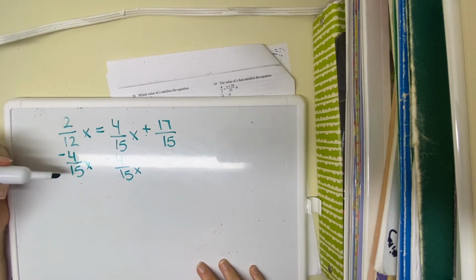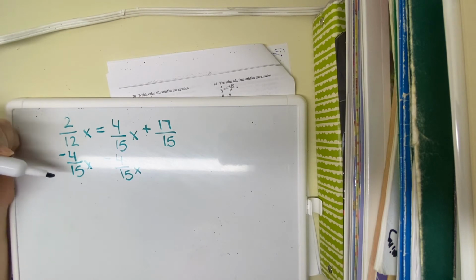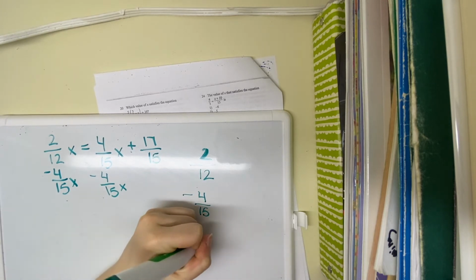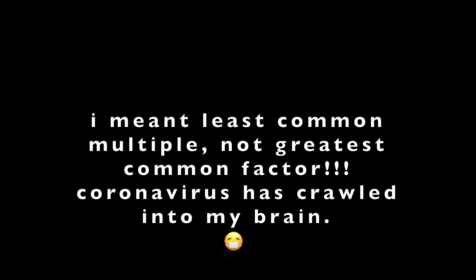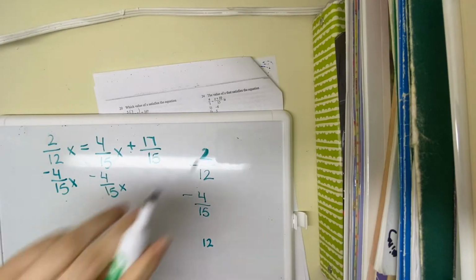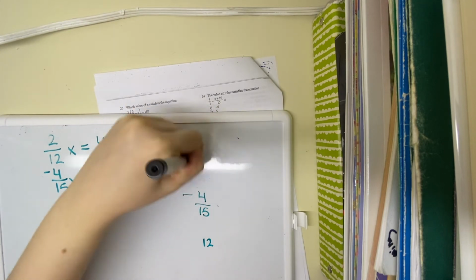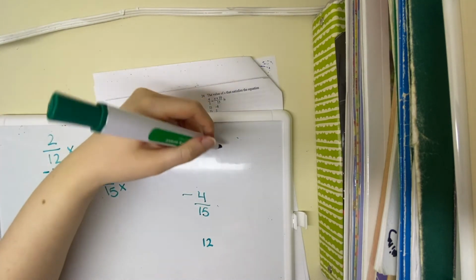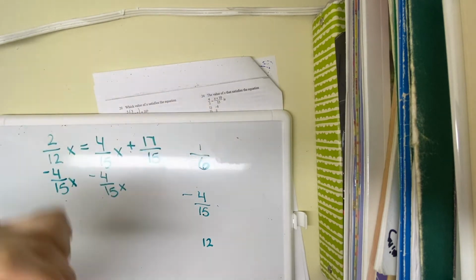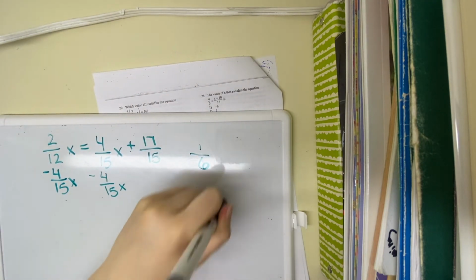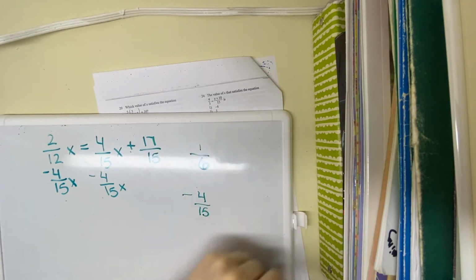So again, I'm going to do the same thing where I need to get the denominators to be the same. Okay, so what I'm going to do is find the greatest common factor between 12 and 15. And I can actually change this to 1/6 to make that even smaller. So 1/6 x minus 4/15 x. And I can find the greatest common factor to see what I need to multiply each of them by.